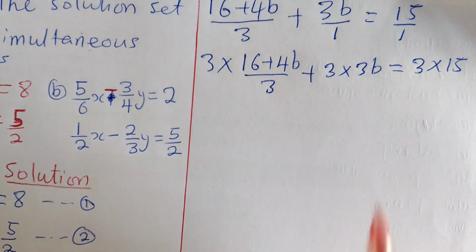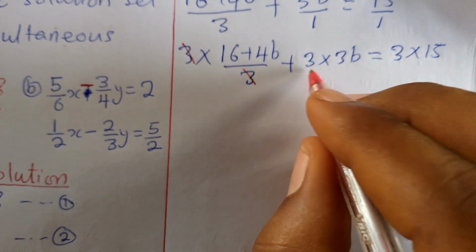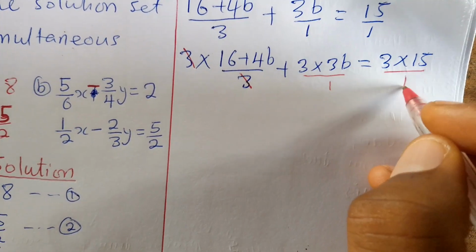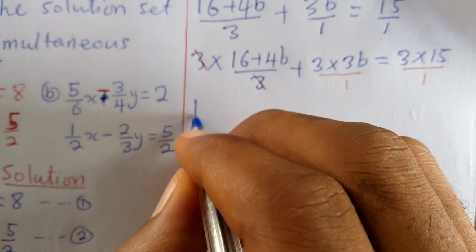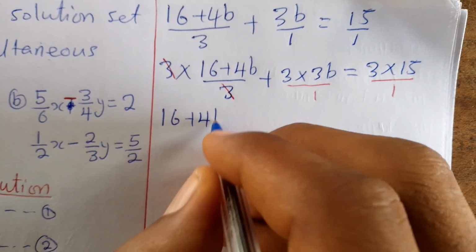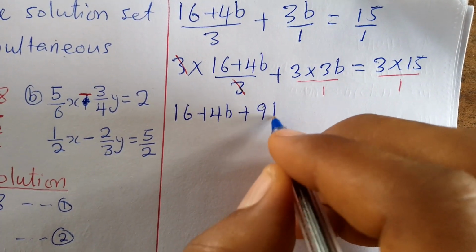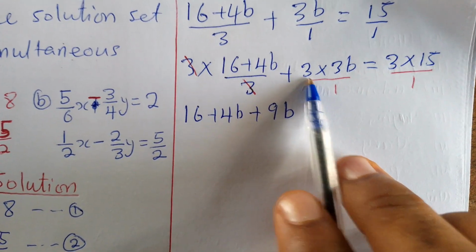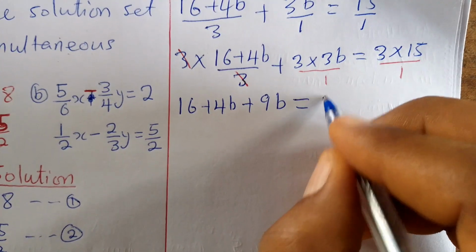So I realize that this 3 here can cancel this 3. And the whole of this, I said, is out of 1, which is not needed, but for us to have better understanding. So I will now be having 16 plus 4b plus 9b. Where did I get the 9b from? 3 times 3b will give you 9b. Is equal to 3 times 15 will give you 45.